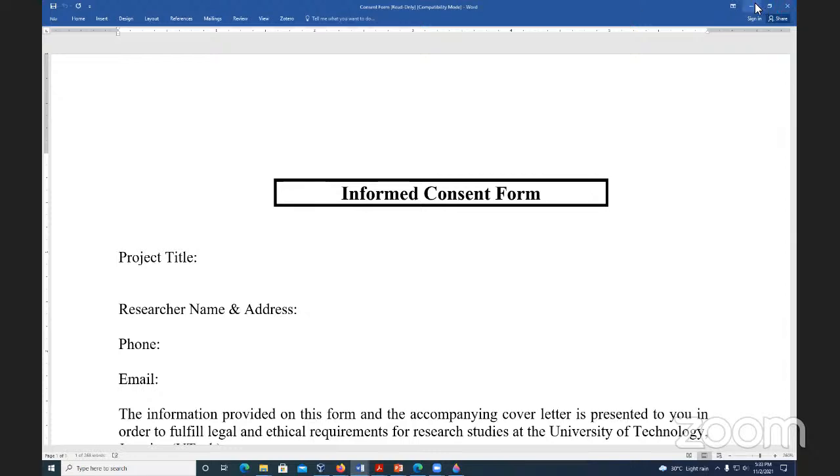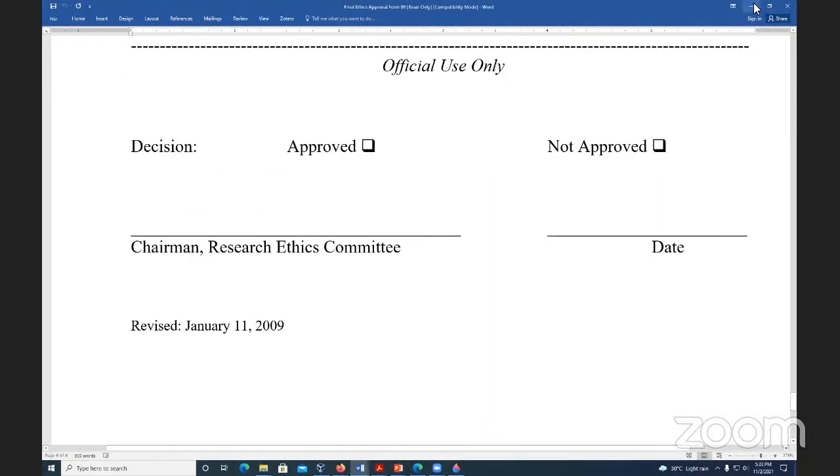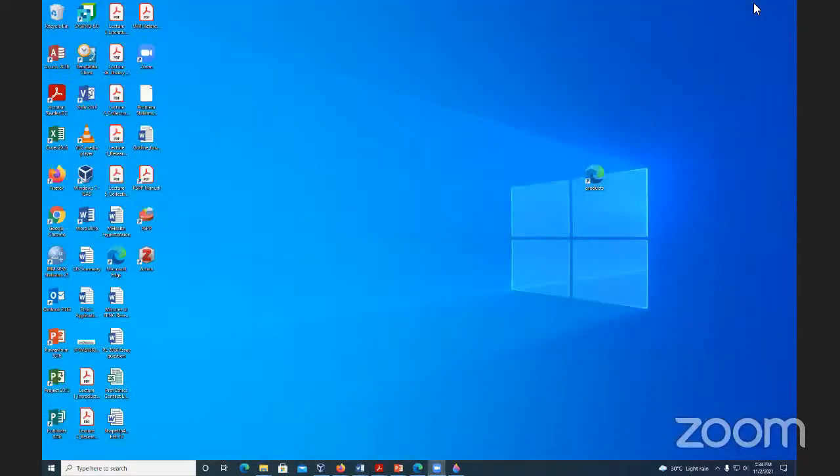So, any questions or concerns about the ethics form? No concerns? No concerns as yet. All right. So it's either crystal clear or clear as mud, depending on where the person is coming from.